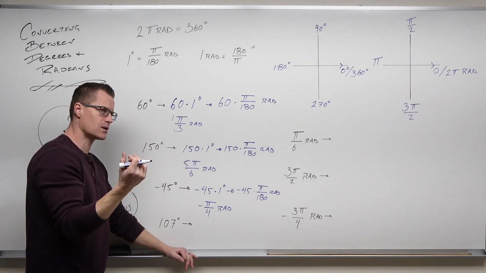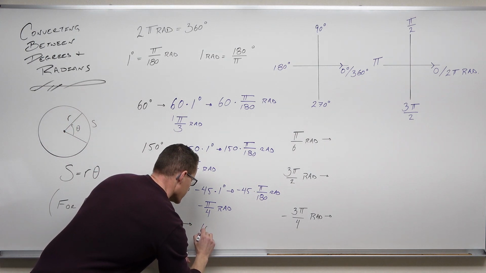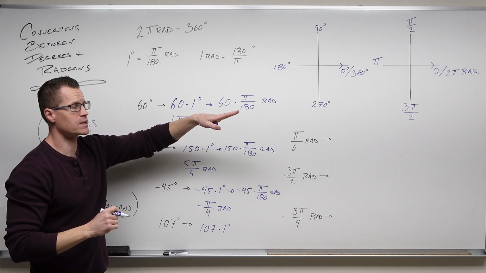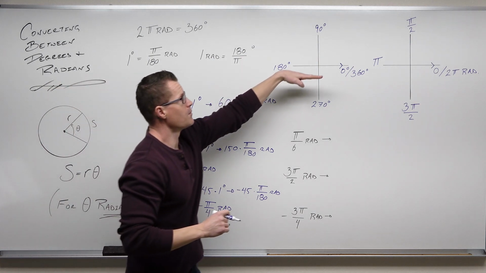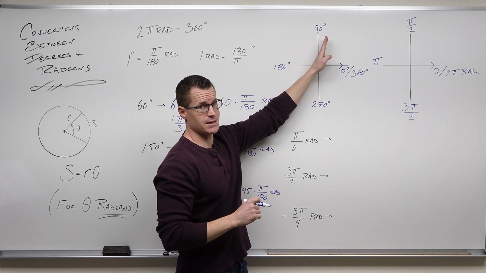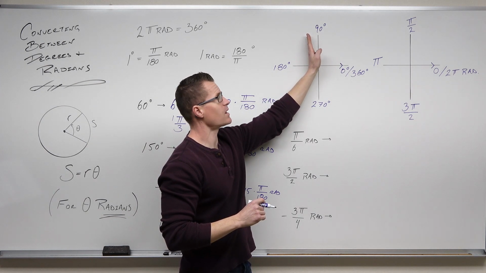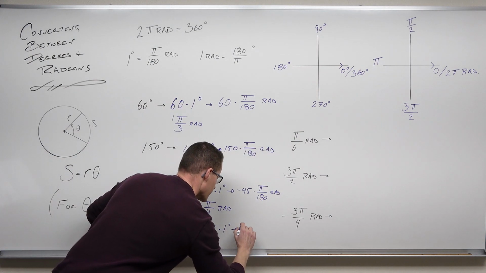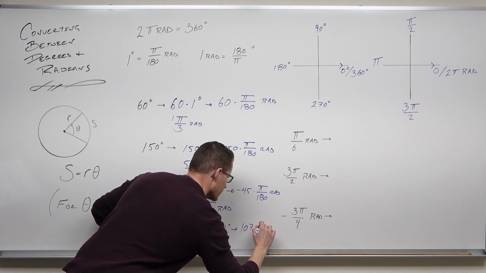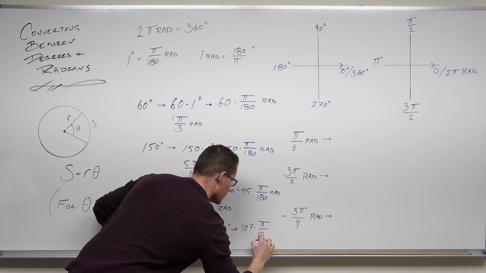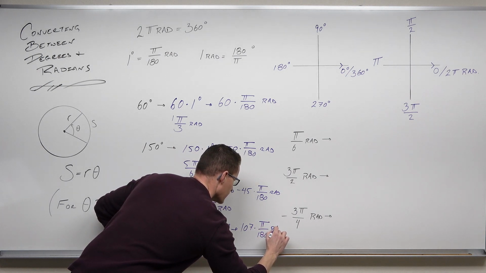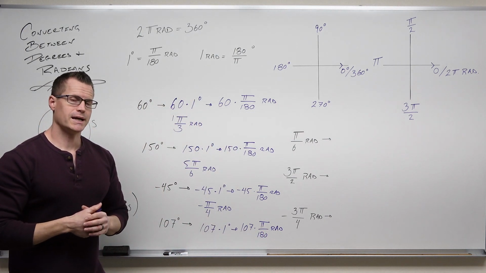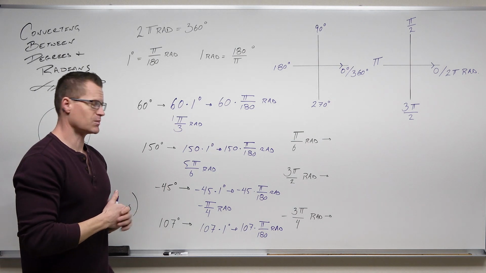So 107 degrees would say, all right, well, 107 times 1 degree. We know we're measuring counterclockwise. We know that we're past 90 by 17 degrees. So that's just about right there. So we know we're in quadrant 2. And we would get 107 pi over 180 radians if you didn't simplify it. And it doesn't simplify.